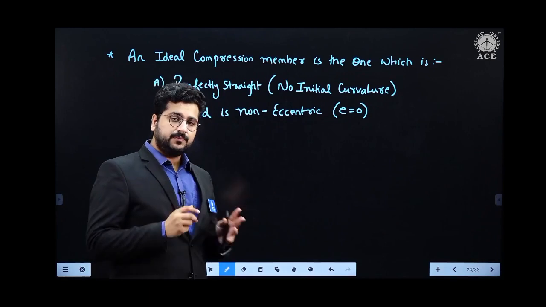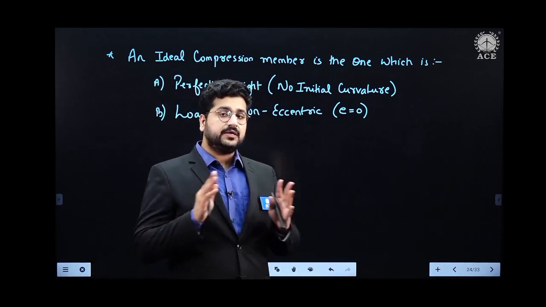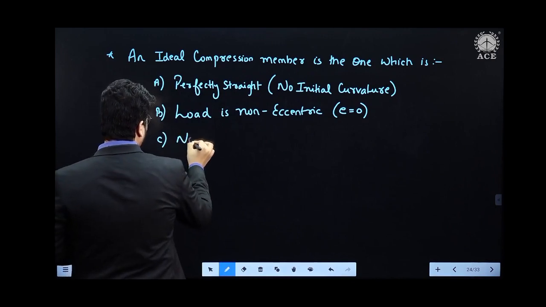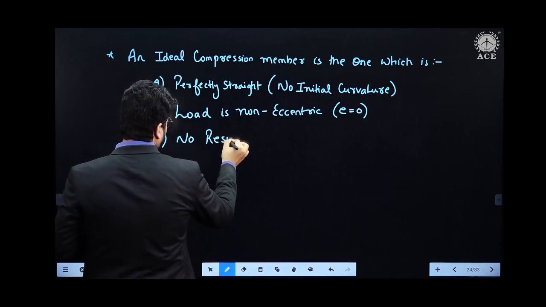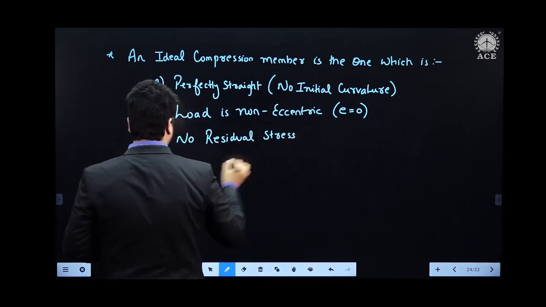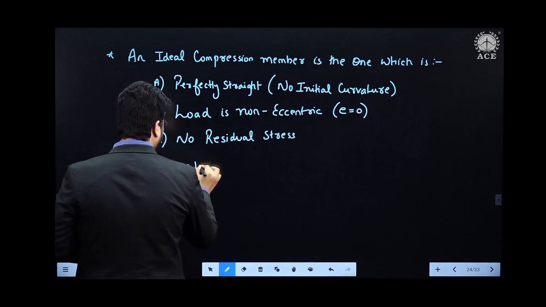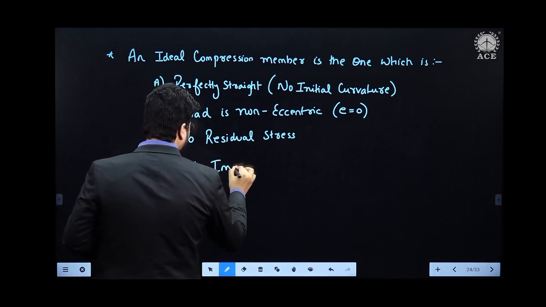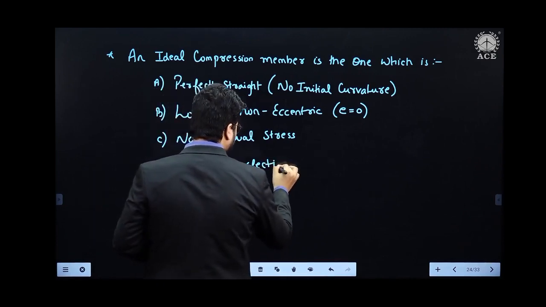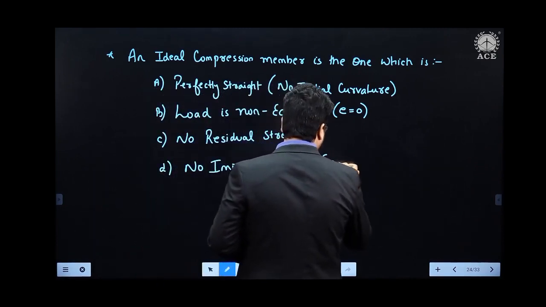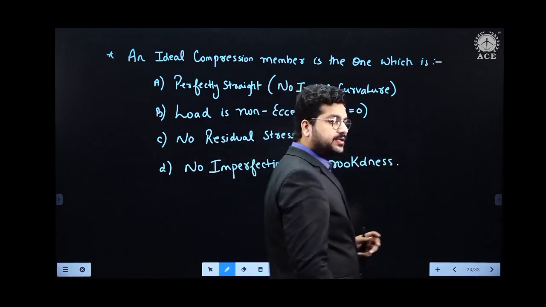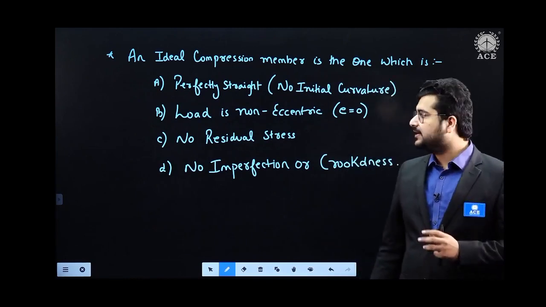Next, there will be stresses only because of the loading. No initial stresses should be present. That means no residual stresses, as well as there should be no type of imperfection. No imperfections. It should be perfect. No imperfection or crookedness. Okay, so these are all the credentials to be called as an ideal compression member.